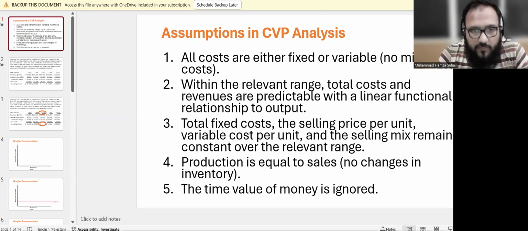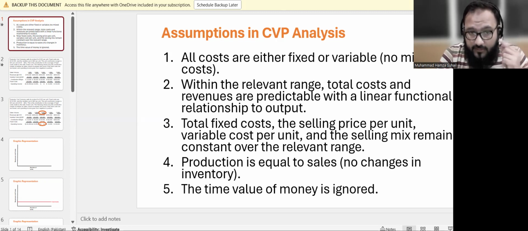So guys, I hope that you are watching my screen. There are a list of few assumptions that we take while studying the CVP analysis. The very first assumption is that all costs are either fixed or variable. There is no concept of mixed cost when we are studying the CVP analysis.